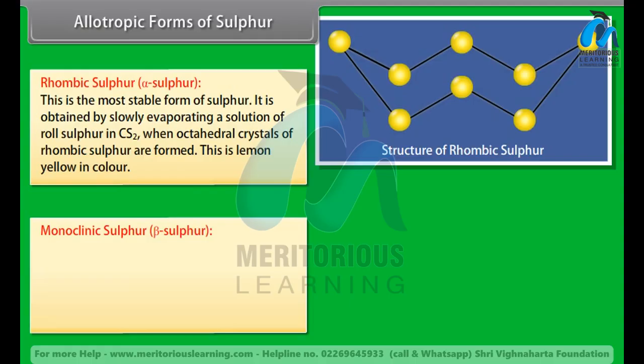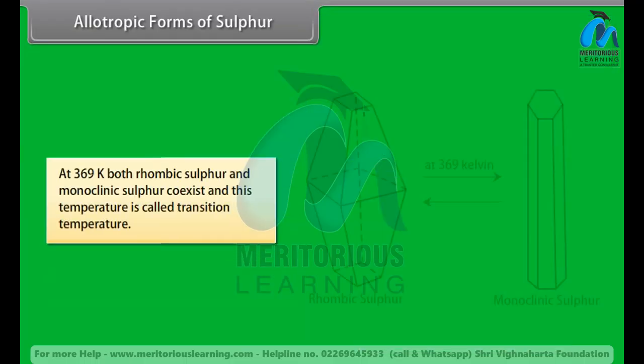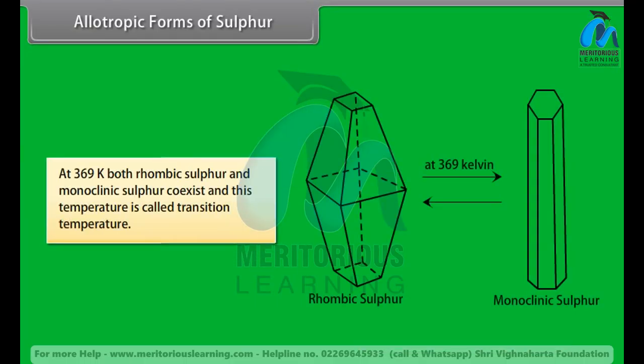Monoclinic sulfur. If crystals of rhombic sulfur are slowly heated to 369 Kelvin, they slowly change into needle-like variety called monoclinic sulfur. This form is stable above 369 Kelvin. It has dull yellow color. It is insoluble in water. At 369 Kelvin, both rhombic sulfur and monoclinic sulfur coexist, and this temperature is called transition temperature.